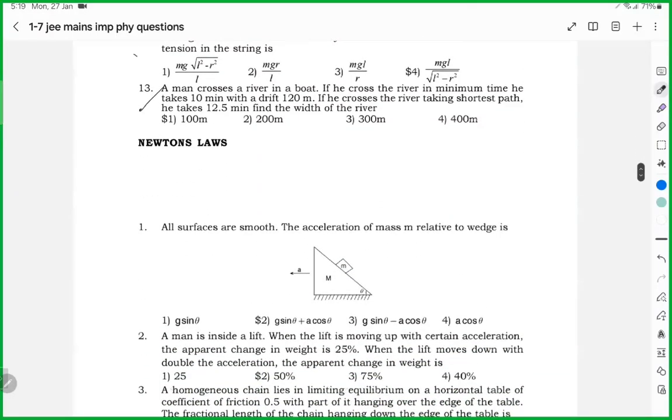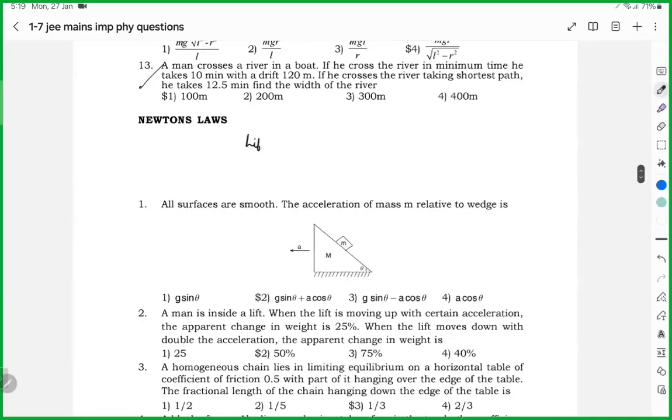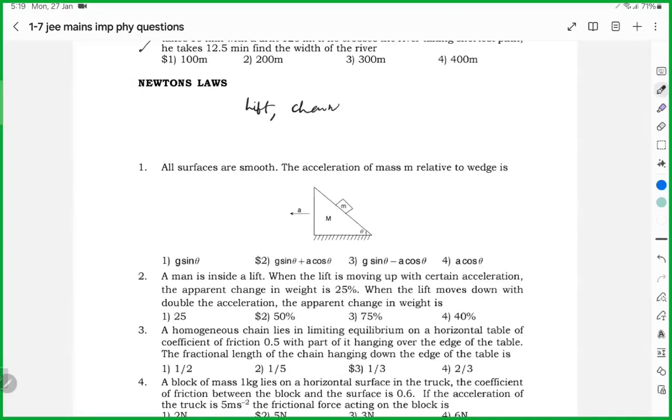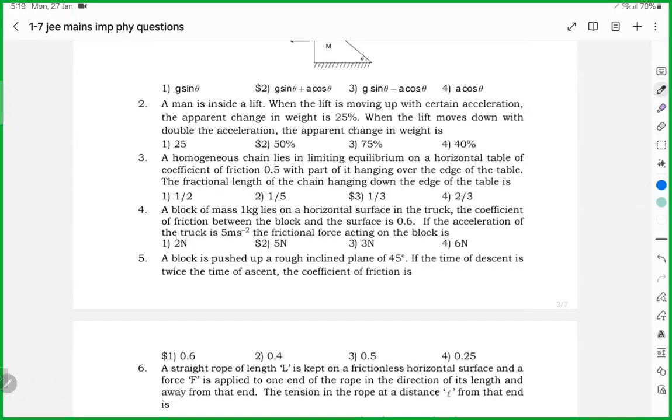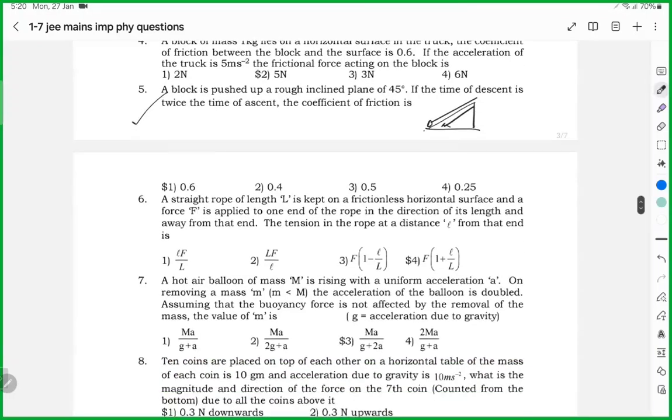And Newton's laws, very few questions he asked here. Which are not covered: lift based problems he didn't cover, and chain problems related to some part hanging. What is the minimum force required to put the chain on the table, or related to friction, you have a problem based on chain. That particular problem is also there. And here you have time of ascent on a rough surface to reach the top, and time of descent. One is sometimes, the other you have a straight formula. Based on that, you can do this problem. This is also not covered.